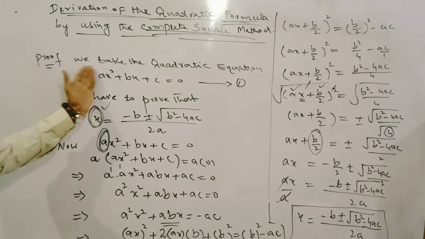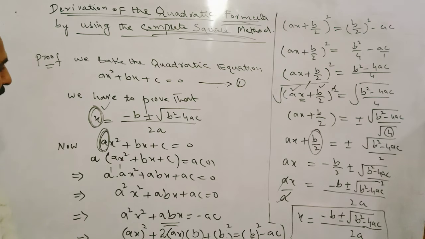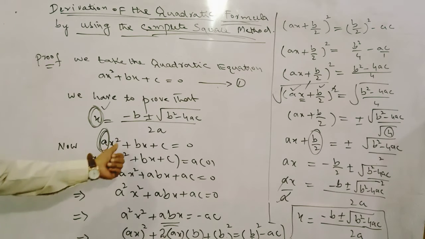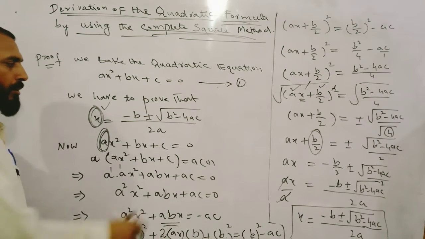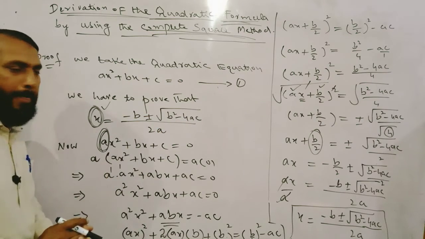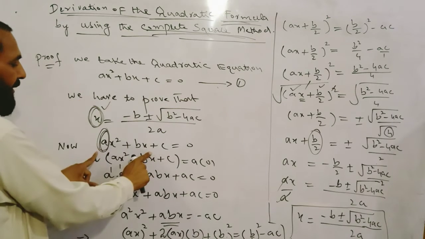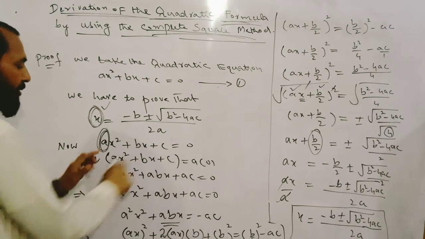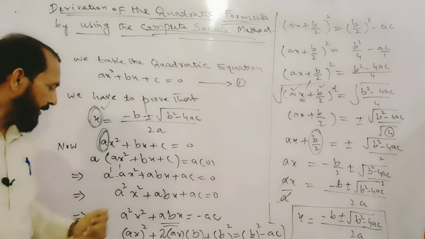Proof. First of all, we take the quadratic equation in the general form ax square plus bx plus c is equal to 0. Then we have to prove that x is equal to negative b plus minus the square root of b square negative 4ac over 2a. We take this equation and prove it. We take ax square plus bx plus c is equal to 0, and we can find the final form of the quadratic equation.